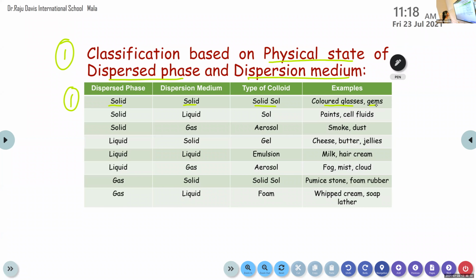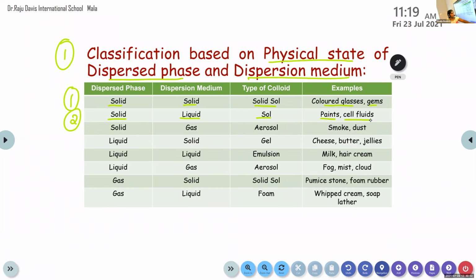That's the first type. And the second one, if the dispersed phase is solid and the dispersion medium is liquid, the type of colloid is known as sol. The examples are paints, cell fluids, etc. Which are the cell fluids in the human body? Can you tell me which one is the fluid?